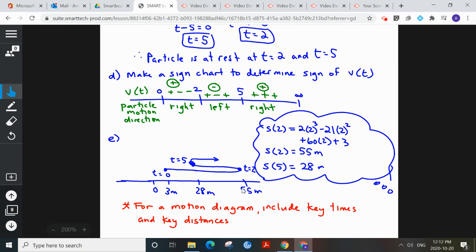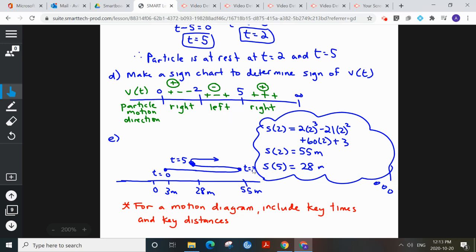So when I want to draw a motion diagram, I'm going to draw a line indicating the distances. I'm just going to indicate the key distances. When I started at time 0, my particle is 3 meters to the right of the origin. Then it moved to the right all the way for the first 2 seconds. At time 2, my particle was 55 meters. I used my displacement equation. It's 55 meters from the origin.